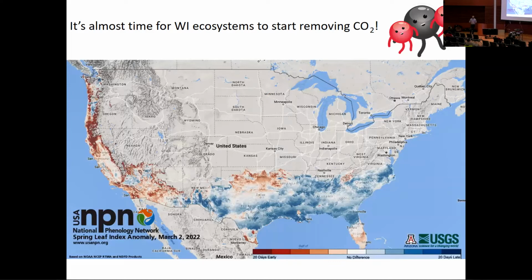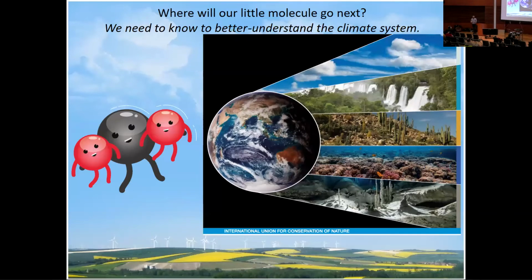And this phenology, how plants work seasonally, gets very important for understanding that seasonal pattern in global carbon dioxide concentration in the atmosphere. So this is the big question. We have our little molecule. We're going from small to big. And where it goes next gets to be very important for the entire planet.